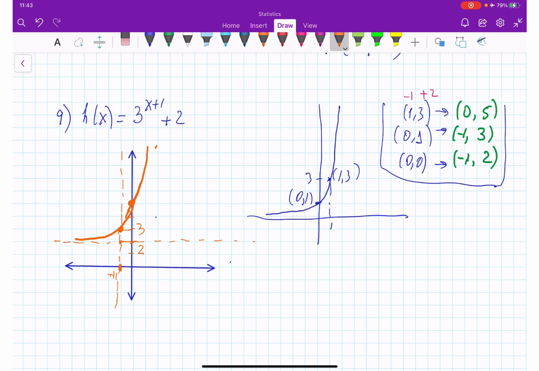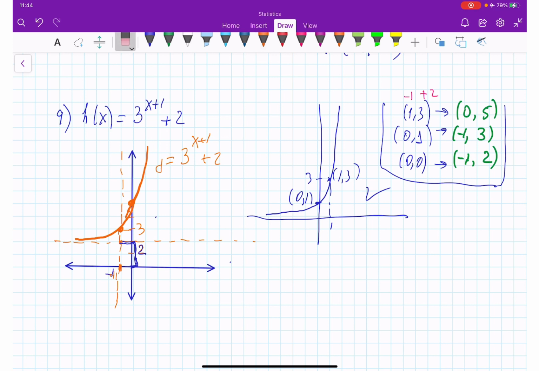So what did we do? Our graph, this blue one, we shift it up by 2. Here it is. We shift it up by 2. Right? This is positive 2. And then shift it to the left by 1. Here it is. This is negative 1. So here we have left by 1 and up by 2. And that's exactly what we did. So this is our y equals 3 to the power x plus 1, plus 2.